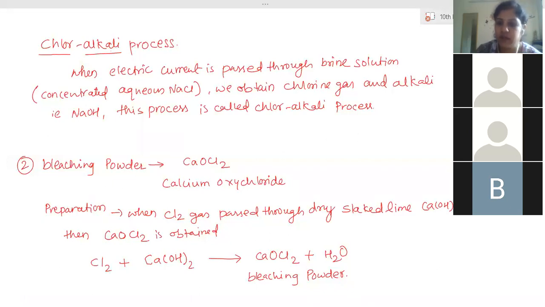What is bleaching powder's main function? Cleaning our clothes. But actually, what do you mean by the bleach process? Bleaching means making it white, bright. Cleaning of the surface.